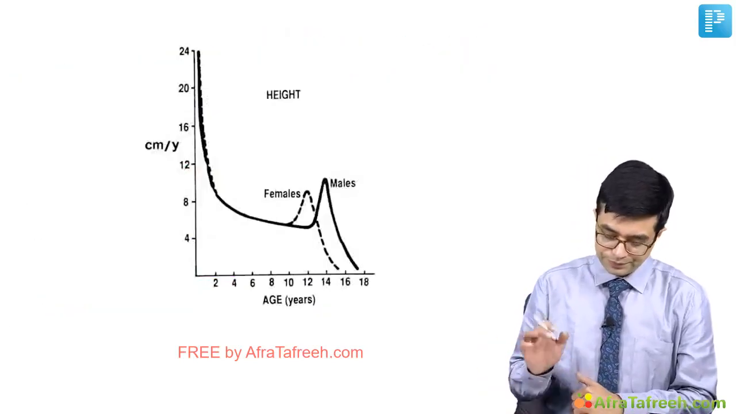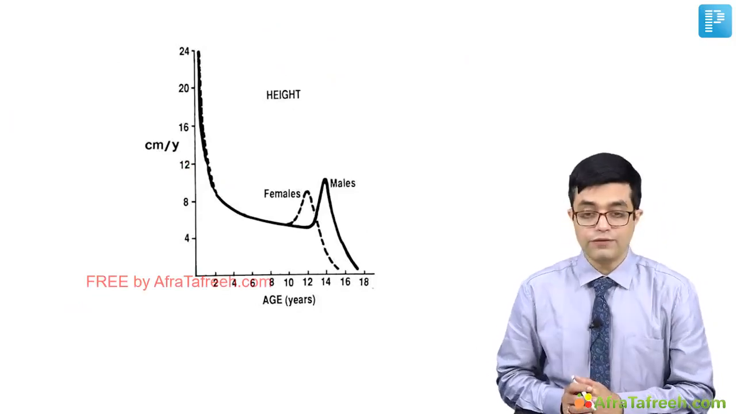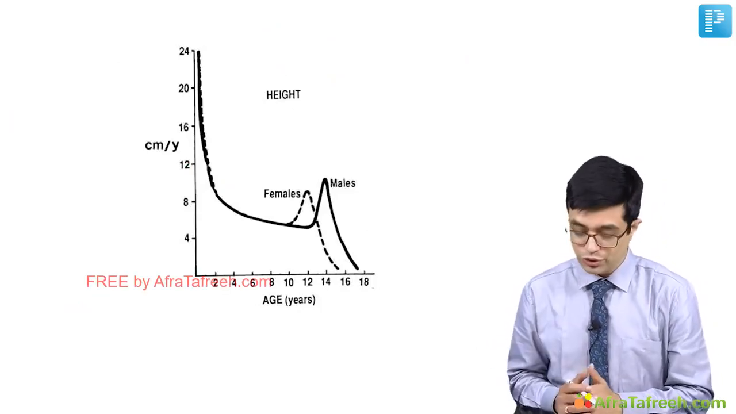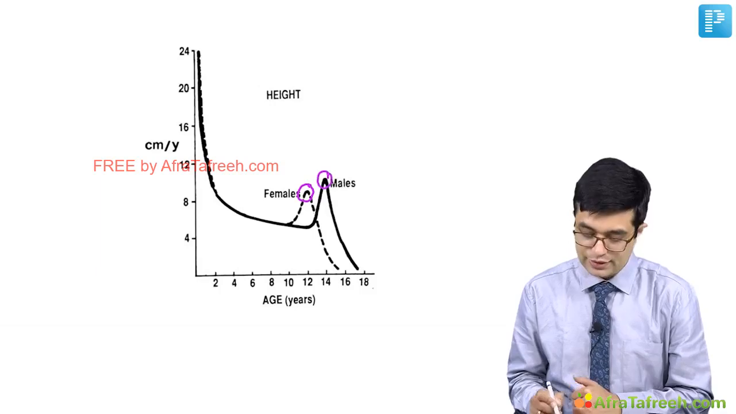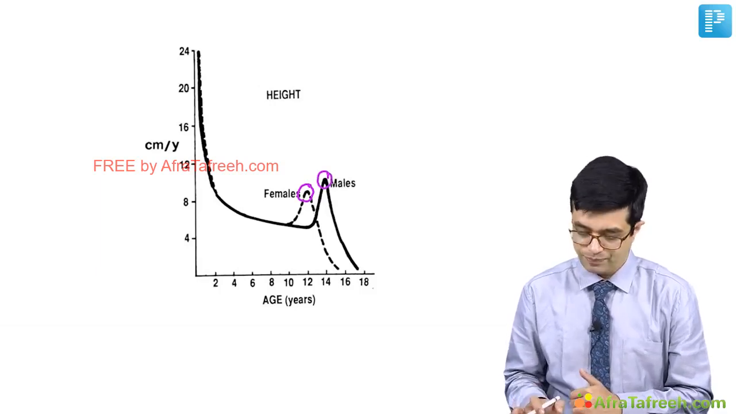Now moving over to another graph. This graph is showing what I have already told you. In females, the peak growth velocity comes earlier as compared to males, but it is lesser as compared to males.